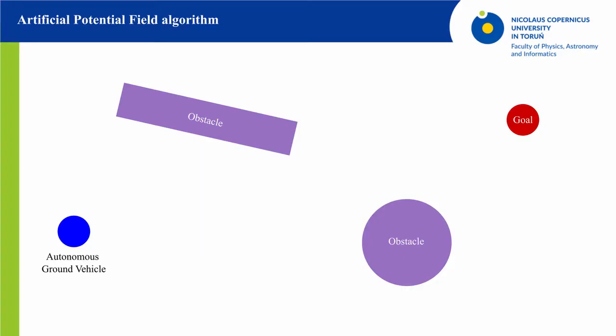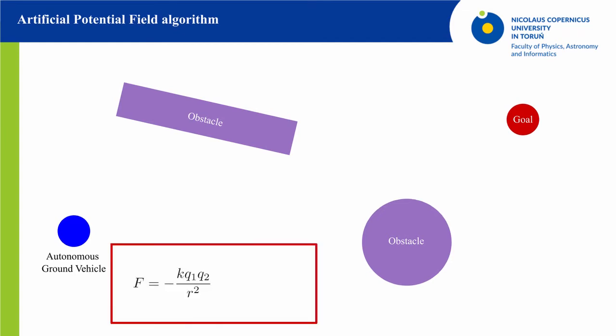The pioneering and most popular local path planning algorithm is the artificial potential field. It is based on the interaction of electrostatic particles given by the following formula, where K is the interaction constant, Q1 and Q2 are the electric charges of the particles, and R is the distance between the particles. To provide a collision-free and goal-reaching path, the obstacles and autonomous vehicles are assumed to have the same charge, and the goal position is the opposite charge particle.